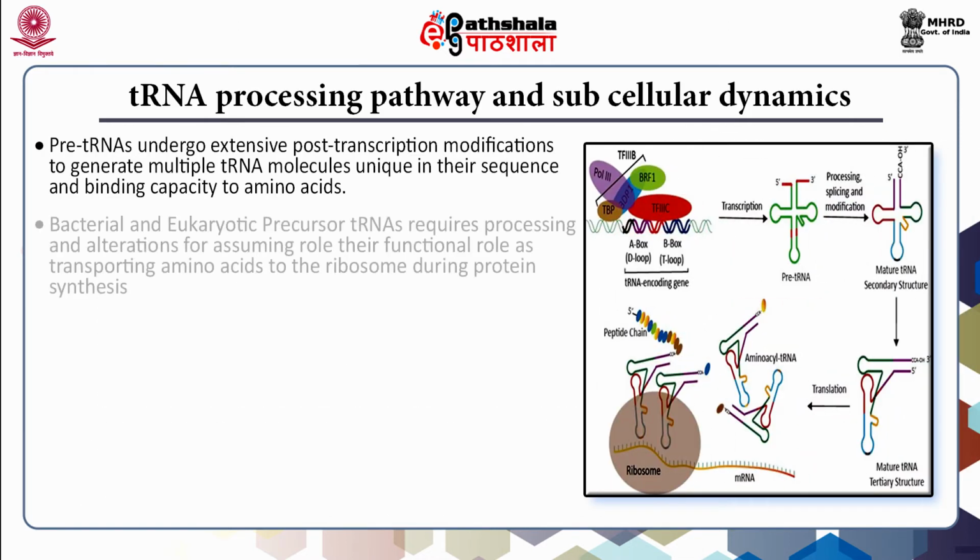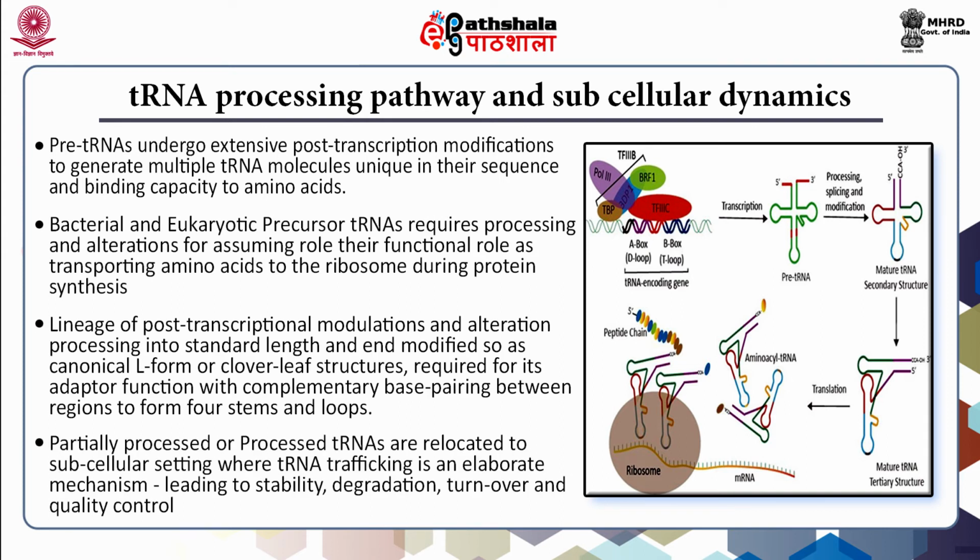Bacterial and eukaryotic tRNAs require processing before they assume their functional role of transporting amino acids to the ribosome, wherein a lineage of post-transcriptional modulations and alterations processes them into the standard length and modified form, so that the canonical L-shaped structure required for its adopter function for mRNA coding is maintained. The partially transformed and processed transfer RNAs are relocated to the precise subcellular setting, where tRNA trafficking is an elaborate progression.